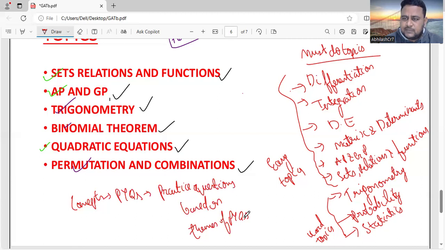First is concepts. Learning the concepts is very important. Once you know the concepts, PYQs will become very easy for you to solve. So this is the course of action. I hope it is clear for all of you, friends, what we are going to do in our sessions. I will explain in detail a comprehensive strategy to prepare for mathematics for the GAT-B examination.